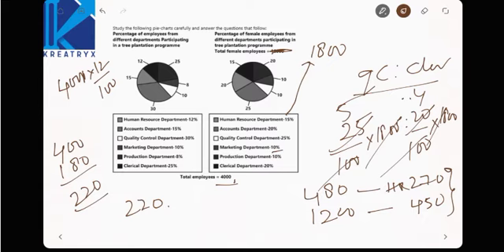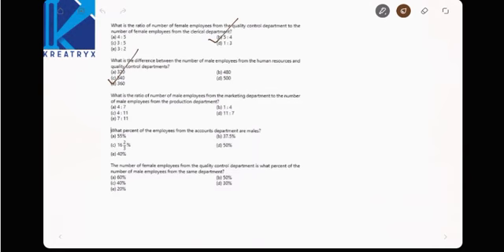Next one, marketing and which department? Production department, right? How many total members are in the production department? 8%. It seems 10% value is 400 and remove 2%, 80, so totally there are 320 employees, and out of them 180 are female, so 320 minus 180 is nothing but 140. So our answer must be 220 is to 140, 11 is to 7 must be your answer, right? Is it correct? Yes, the 11 is to 7 option is there, so we are correct.